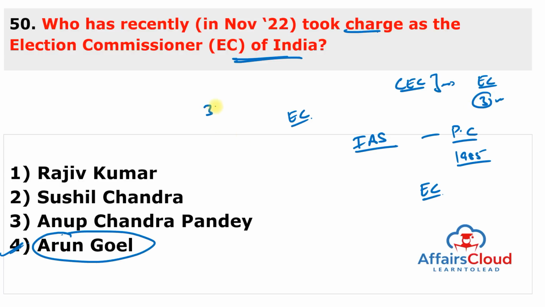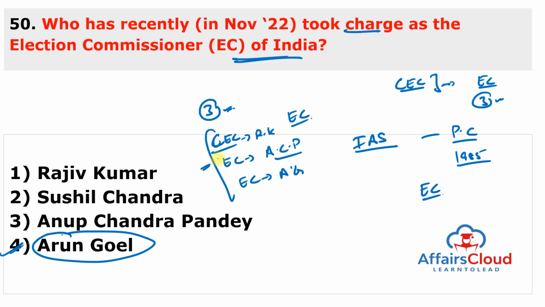So he joined the 3-member Election Commission of India, which includes the Chief Election Commissioner, who is Rajiv Kumar ji, and one of the Election Commissioners was Anup Chandra Pandey ji. So now one Election Commissioner is Arun Goyal ji. So this is a 3-member body.